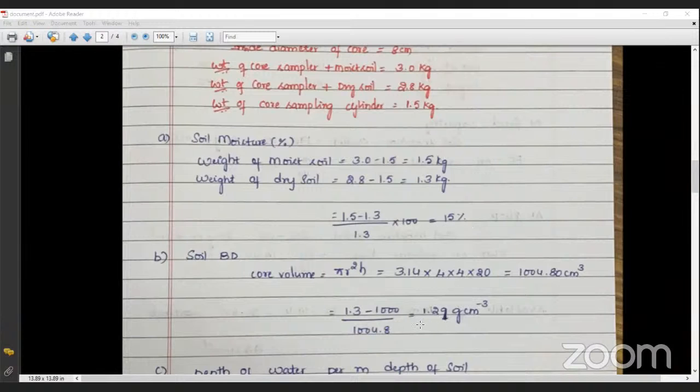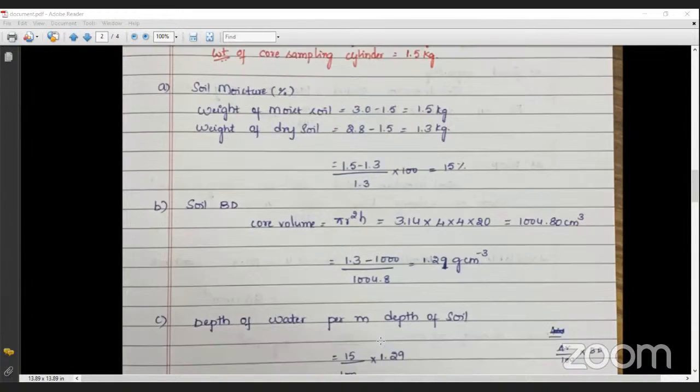Soil bulk density is always calculated in gram per cm cube. Here you can see cm cube, that is centimeter into centimeter into centimeter, right? So that will give 1000. That's why we have considered 1000 here, the unit normal for the bulk density. And the core volume, the cylinder value, we will consider as 1004.8, right? Okay, sir. Okay, okay, right.